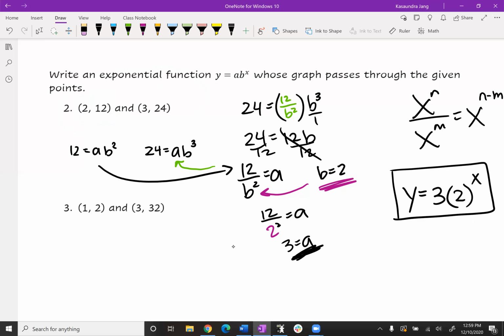All right, so what other questions do you guys have? Before I have you try number 3 on your own, what kind of questions do you have?